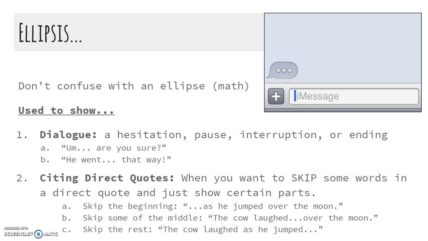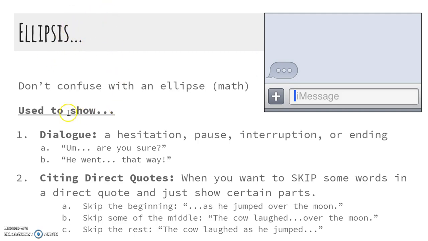So the first one is an ellipsis. Don't confuse it with an ellipse in math, first of all. The spelling's important. And please only put 3 dots. For some reason, in texting and in informal writing, people have started to put really long amounts of dots, like 4 or 5 or more, or only 2, and it's only supposed to be 3.